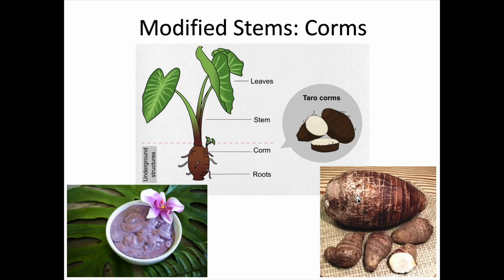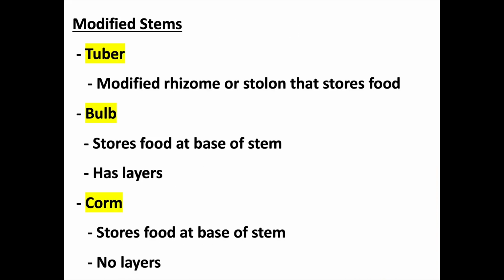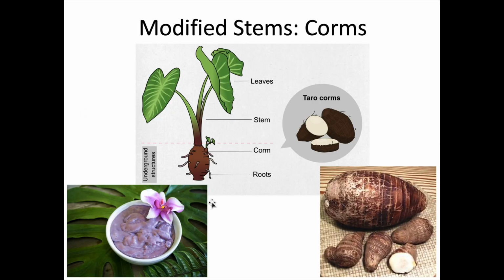And here's our corm. This is poi. It's what taro is used to make, a traditional Hawaiian dish. This also stores carbohydrates at the base of the stem. What makes this different from a bulb is that it doesn't have any layers to it. You cut this open and it kind of looks like a potato, but again, don't get these confused.